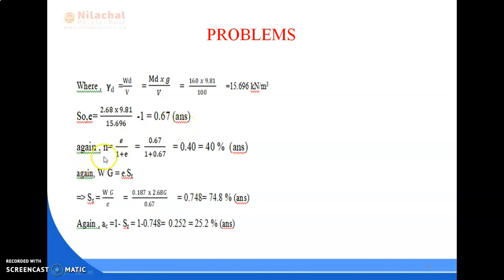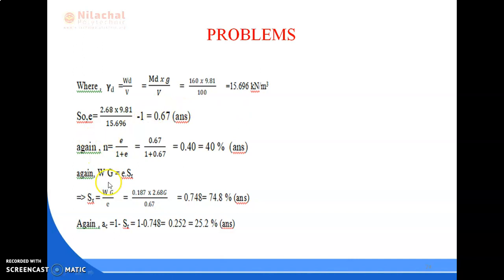After that, n equal to e by 1 plus e. We know this relation. By putting these values we get 0.40. After multiplying 100 with it, the value is 40%. So these answers are very much important. Here e value is expressed in decimal, so our answer is 0.67. Again we get the n value as 0.4, but actually it is always represented in percentage, so we have to multiply 100 with it to find the answer. This is 40%.